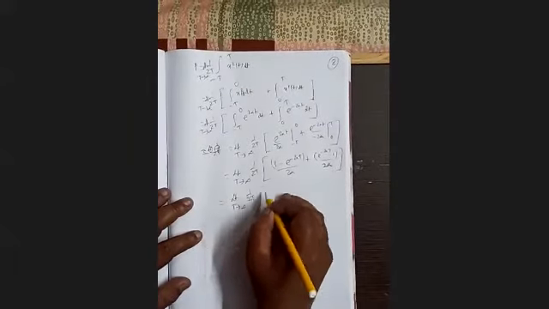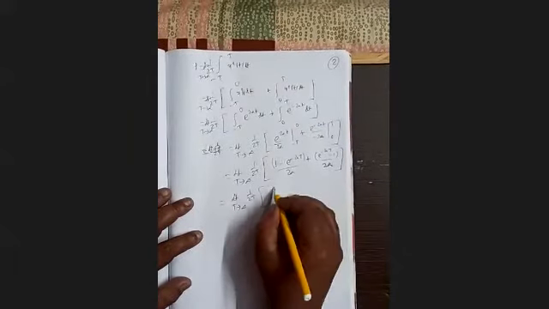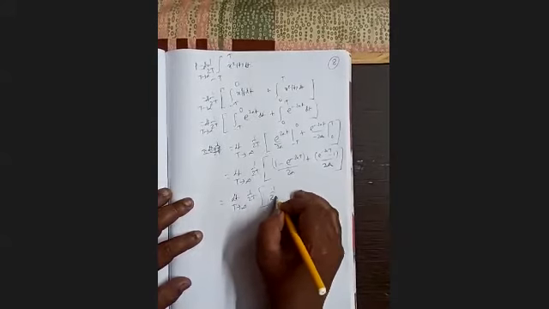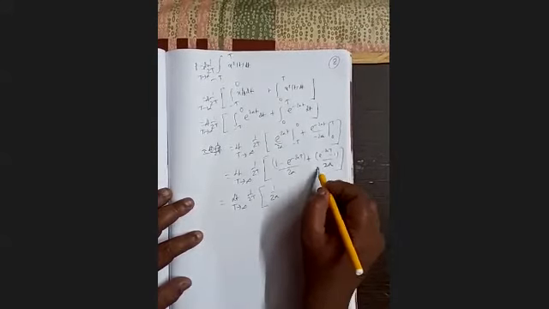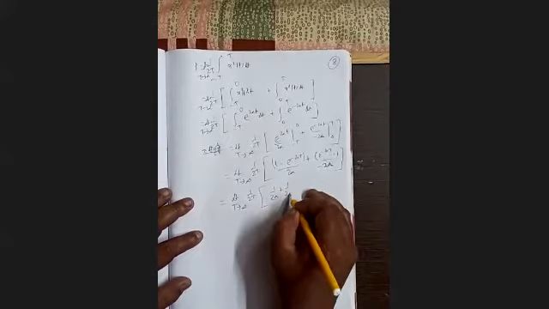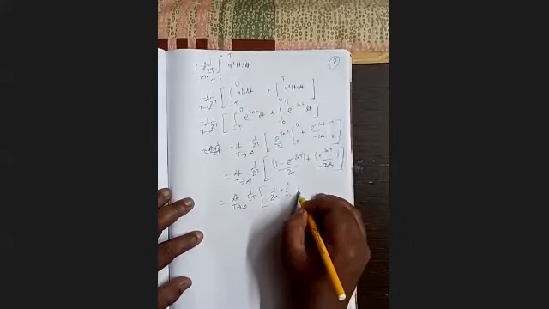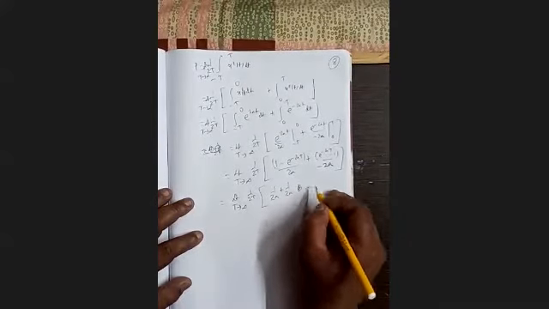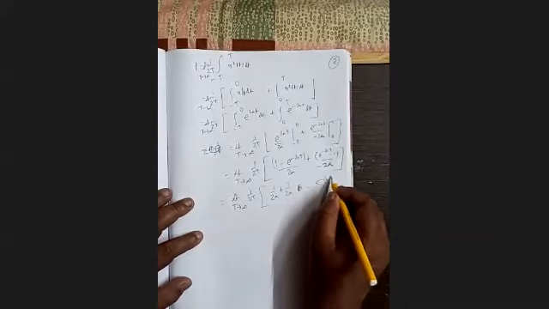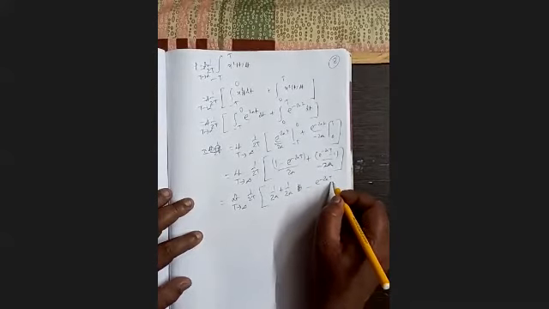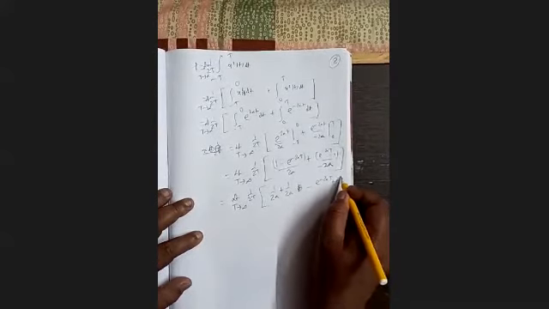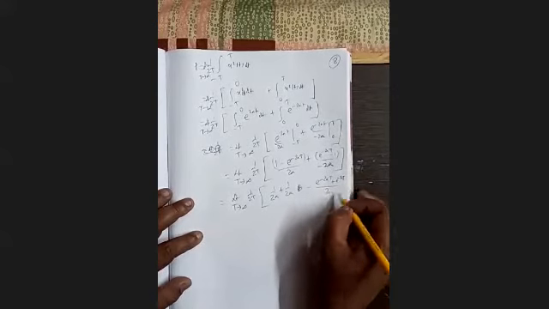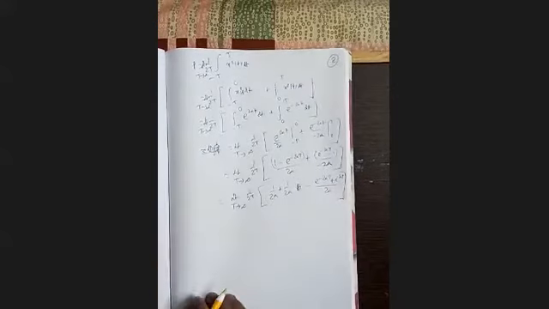So 1 by 2t. Now we are writing it 1 by 2a. There is a minus sign plus 1 by 2a. Okay. Then minus e to the power minus 2at plus e to the power minus 2at by 2a. This expression we are getting.